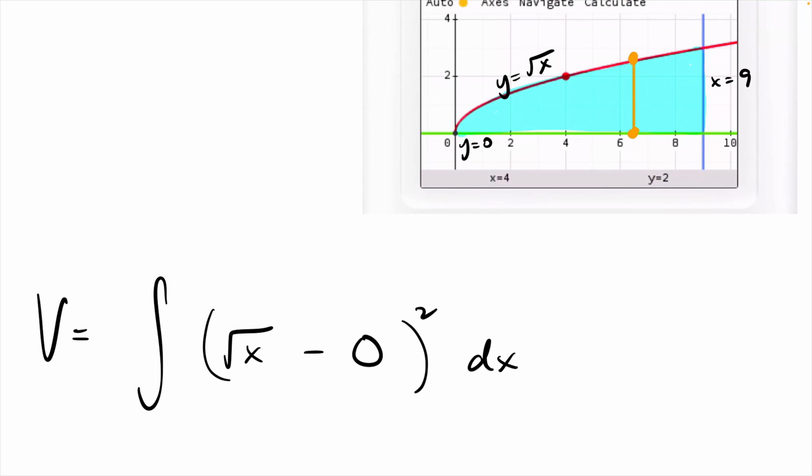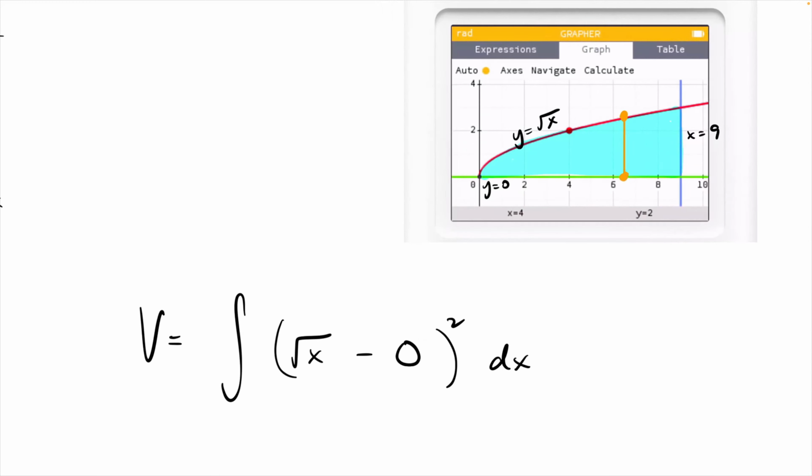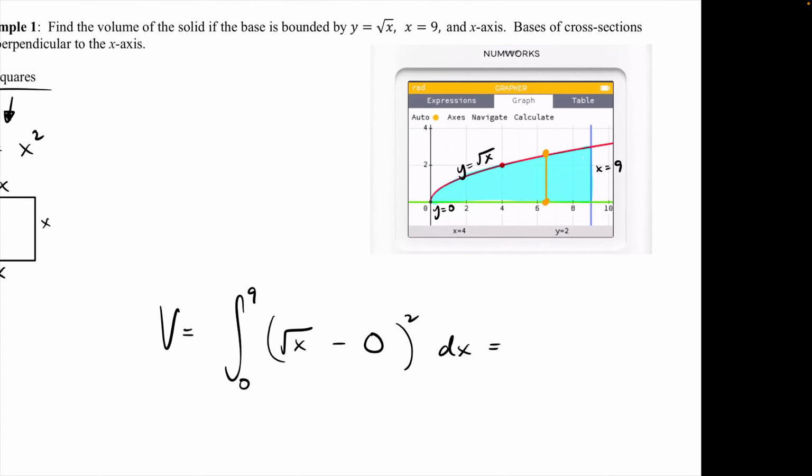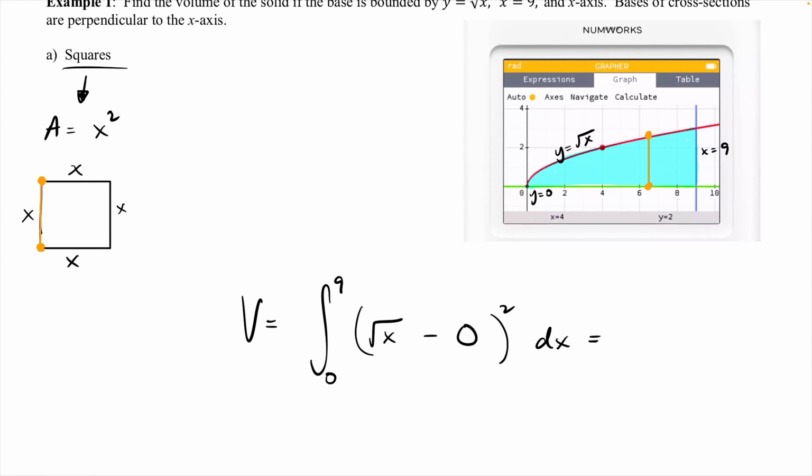Why do we square it? Because that's the formula, right? Side squared, x squared, whatever you want to think about it. Okay? The bounds: the left bound x value to the right bound, 0 to 9. Yep, right there. Then calculator. What do you get when you put it into the calculator? 40.5. So the volume of that shape is 40.5.